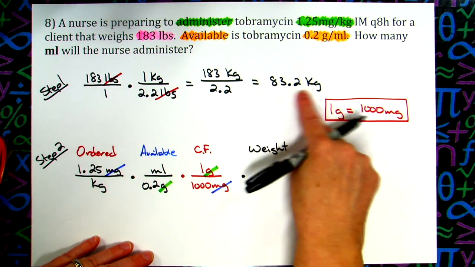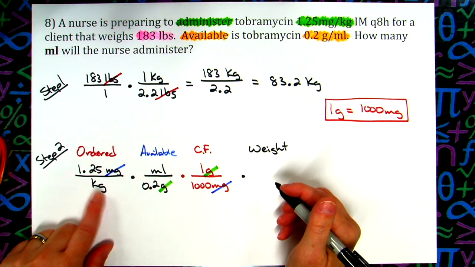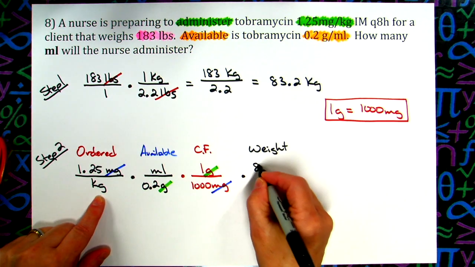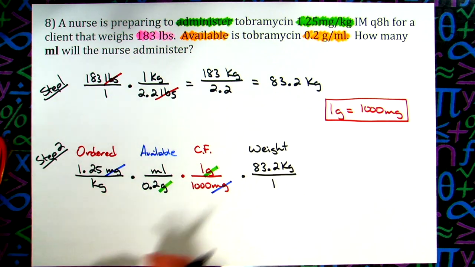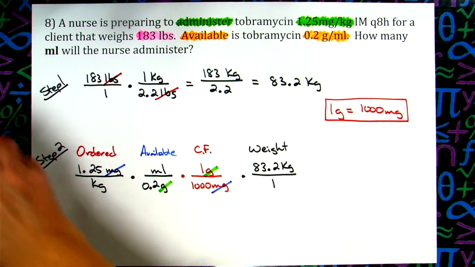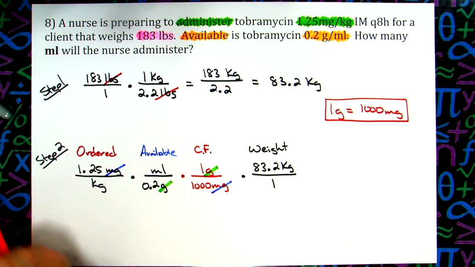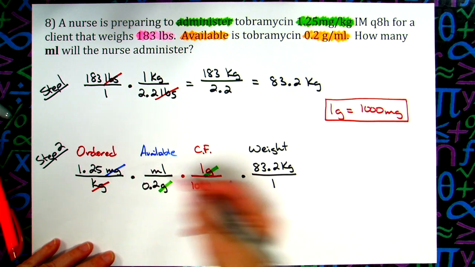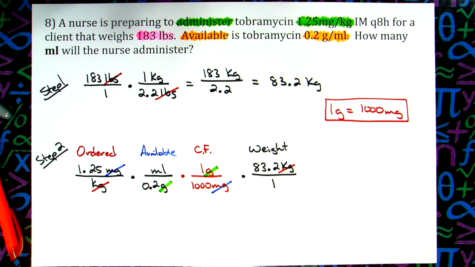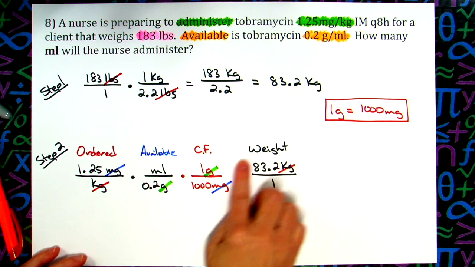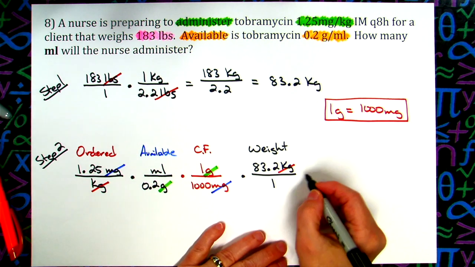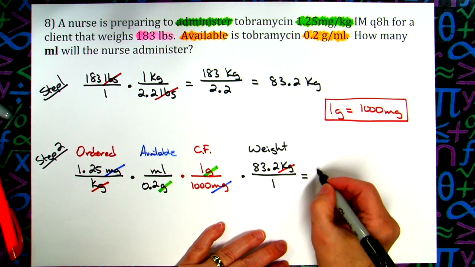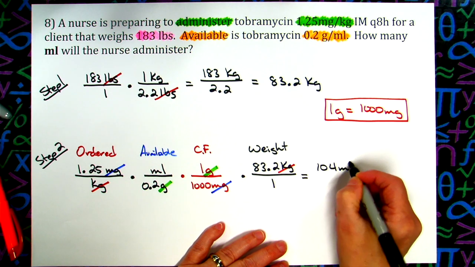We did the converting to kilograms. Kilograms is on the bottom here, so I'm going to put the 83.2 kilograms on the top over 1. That'll allow me to do my last crossing out, kilograms and kilograms. Now I check my labels. All my labels are gone except for milliliters, and that's what the question asks for, how many milliliters. So when I multiply straight across the top there, I'm going to get 104 milliliters.